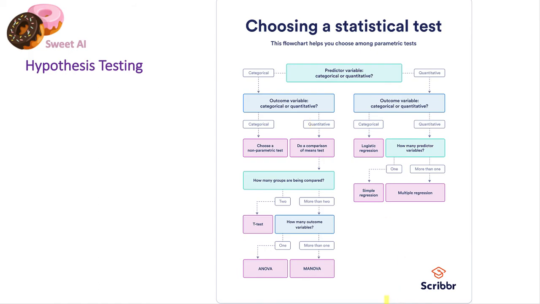This is another flow chart from Scribbr. This is going to be a very good way to decide what type of test to use.